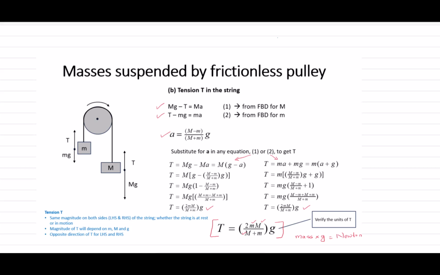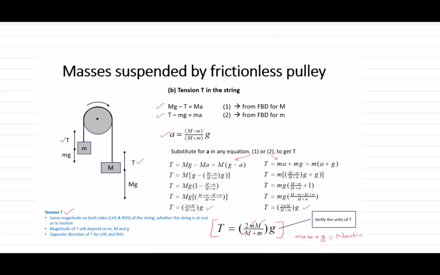Now, coming specifically to the tension T, its magnitude and direction, it's very important to understand that the tension T has to be the same in magnitude on both sides.